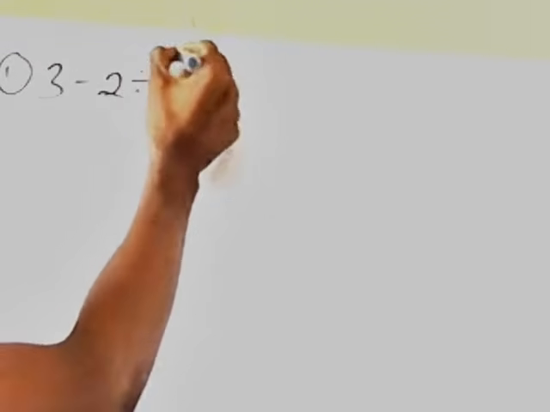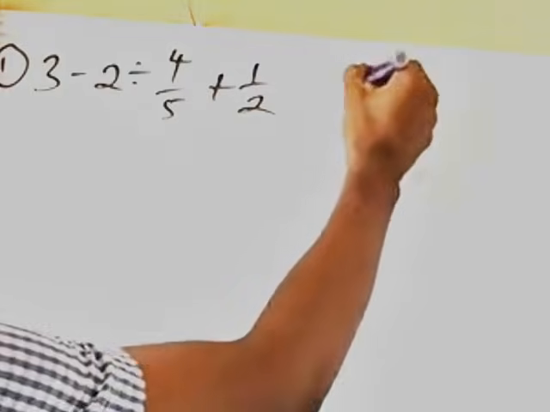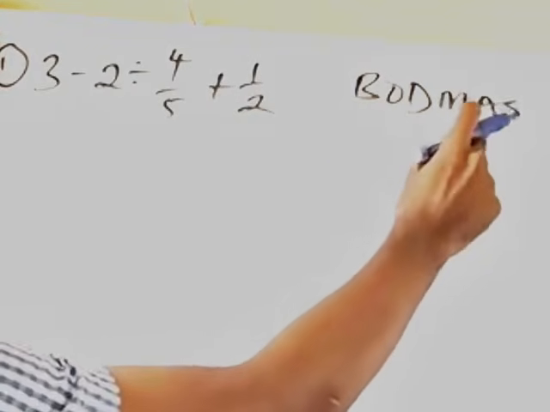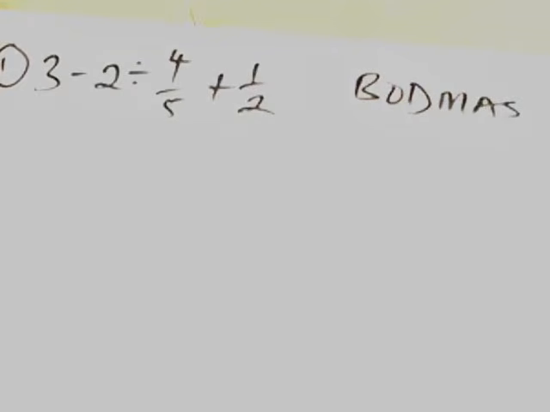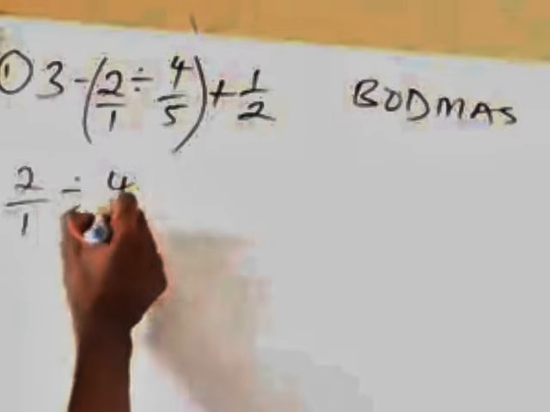You should simplify 3 minus 2 divided by 4 over 5 plus 1 over 2. If you are going to follow BODMAS, which is bracket, of, division, multiplication, addition, and subtraction, we are going to start with division. So you're going to have 2 over 1 divided by 4 over 5.